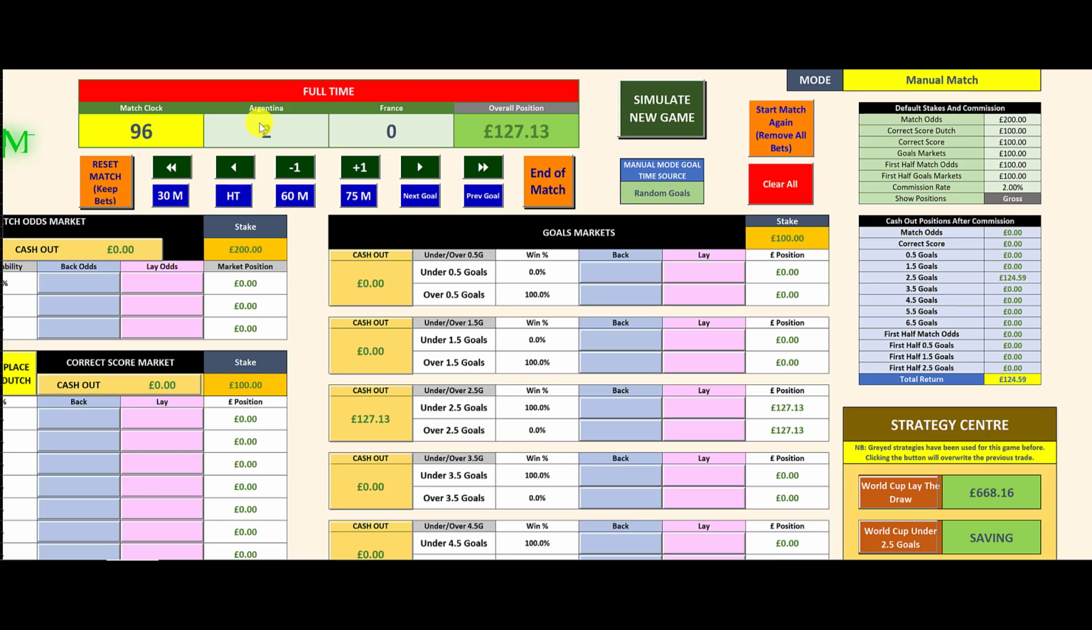This one did finish as a 2-0 win to Argentina. So, I mean, if we were to just have backed the under 2.5 goals from the start and let it run, we would have just made, what, £62. But obviously with the trade-in, we had the profit locked in a little bit earlier. Anyway, let's get another one lined up and let's see what happens next.